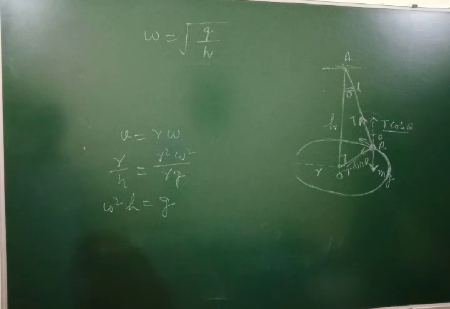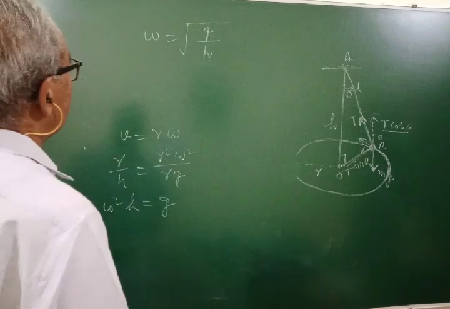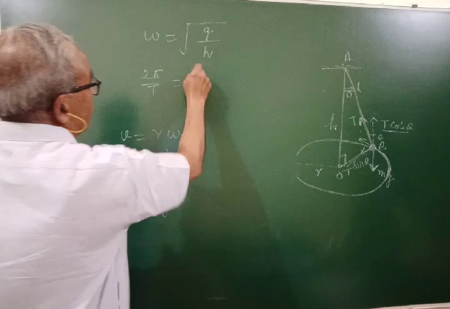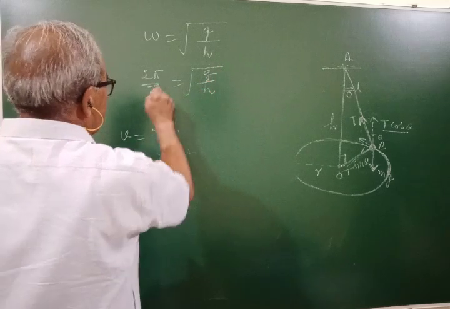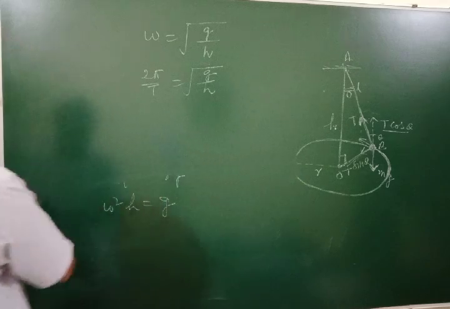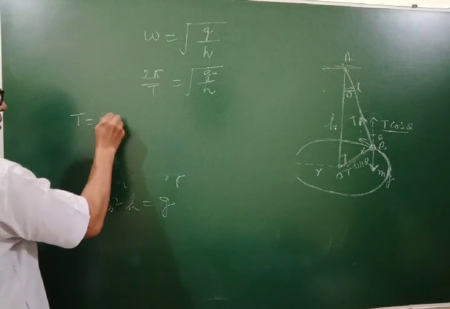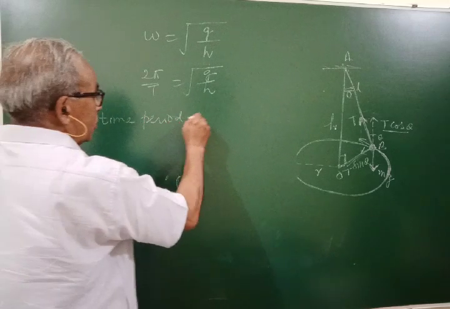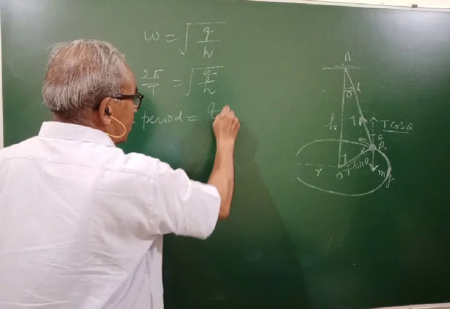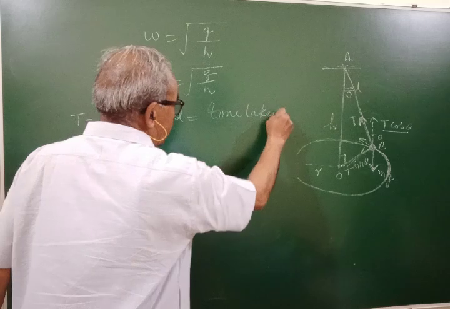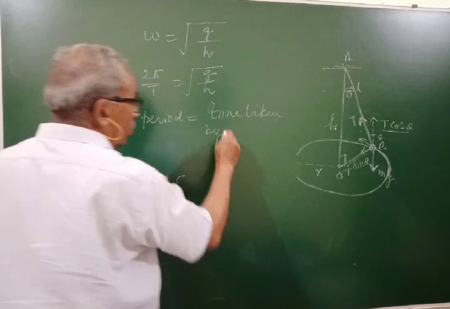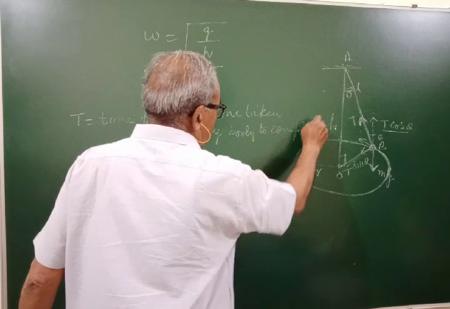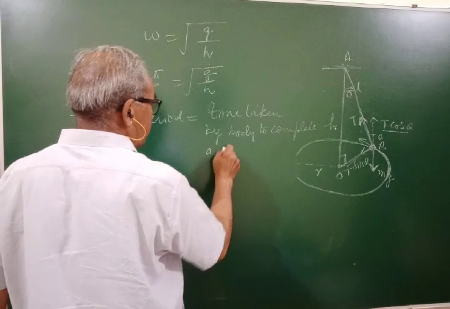Omega is equal to under root g by h, but omega is equal to 2 pi upon T also. Under root g upon h. What is this capital T here? Time period. T is the time period. So what is time period? That is equal to time taken by the body to complete a circle.